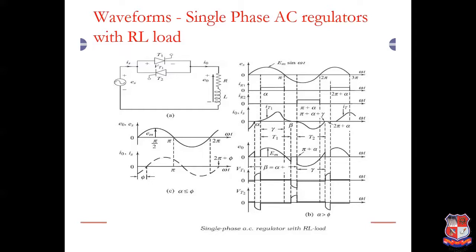waveforms, in which you can see thyristor T1 is turned on at omega t equals alpha, and it continues to conduct even after the voltage is 0 due to the presence of L, and thyristor T2 is turned on at omega t equals pi plus alpha. The last two waveforms show VT1 and VT2.